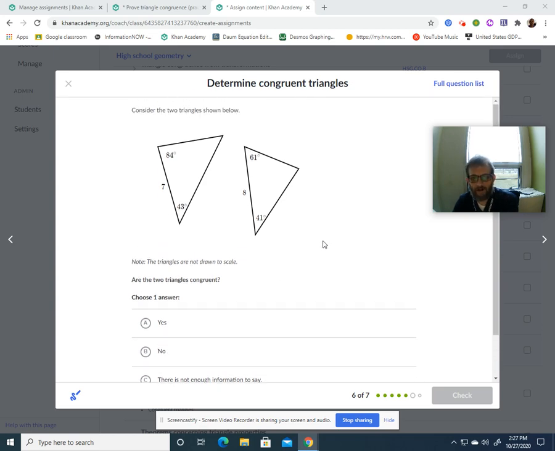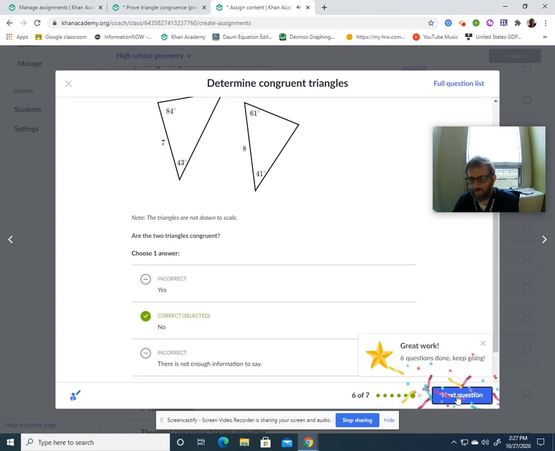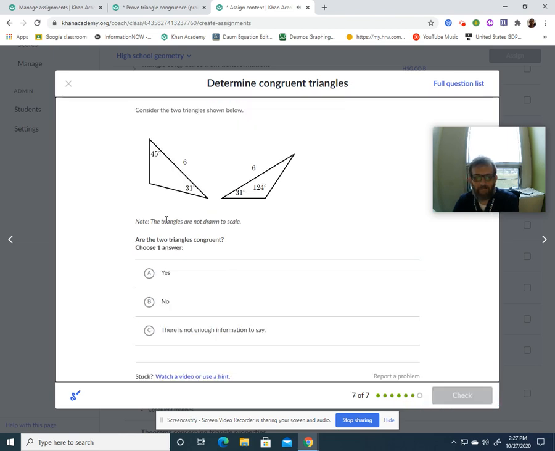Okay, are the two triangles congruent? We don't have equal angles and we don't have equal sides. They are not congruent. It doesn't fit any of the criteria. All right, got an equal angle, got an equal side.